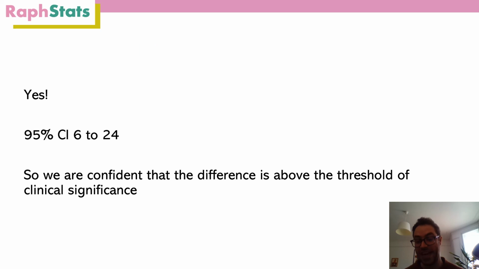So the answer here is yes. That whole 95% confidence interval is all clinically significant. So we're pretty sure that the difference is above the threshold of clinical significance. We're pretty sure that one is better, and it's not just better statistically, it's clinically better as well.